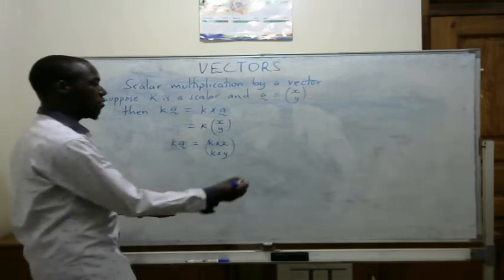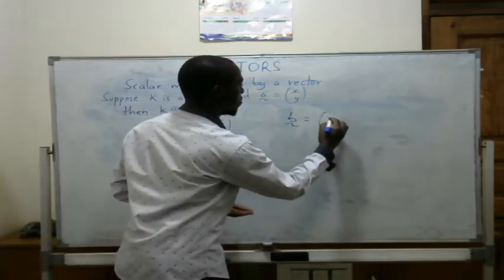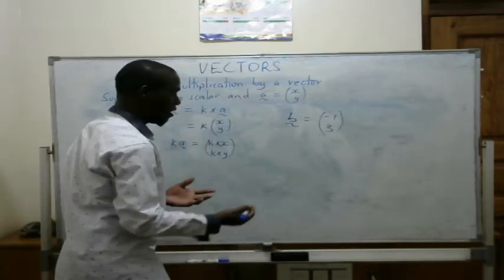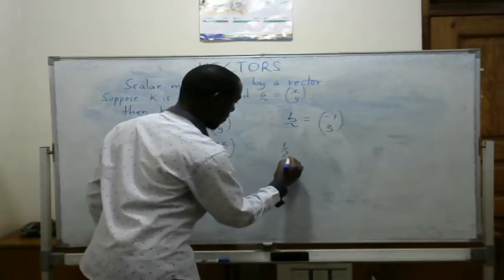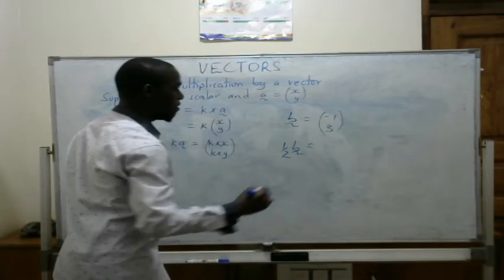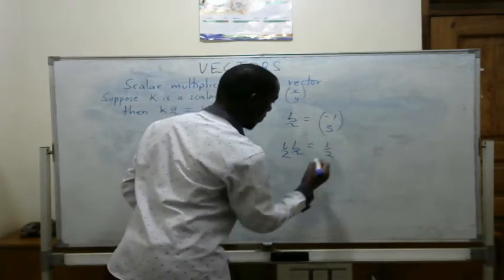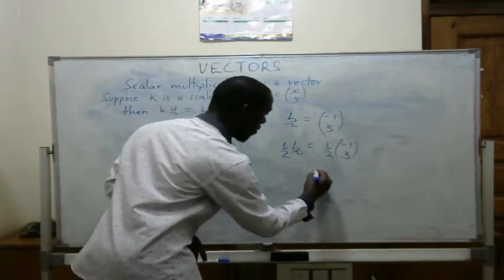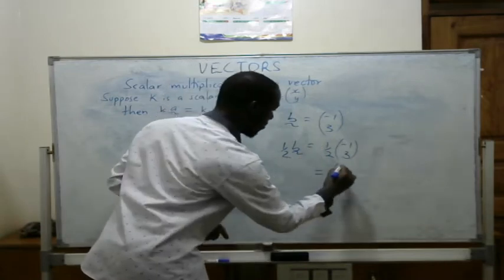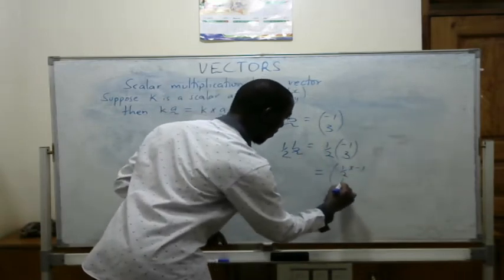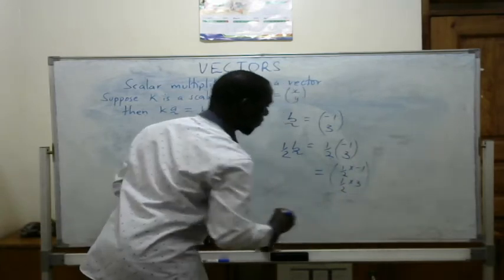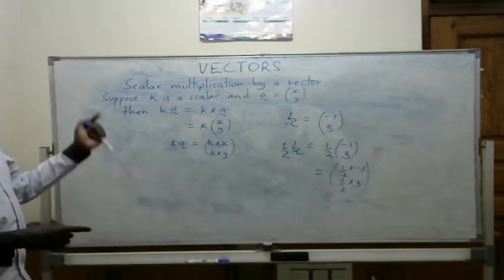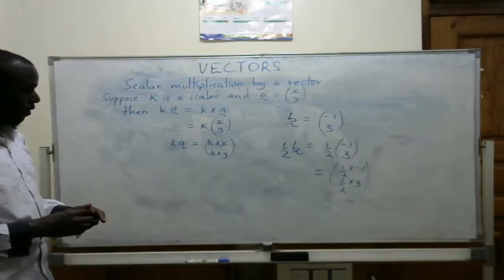So in our examples, let me say vector b is equal to (-1, 3). If I have a scalar, let me say a half, times my vector b, this is going to be a half times (-1, 3). Then the half multiplies whatever is inside the bracket, that is a half times -1, and then a half times 3. That is what we are going to be talking about under scalar multiplication of a vector.